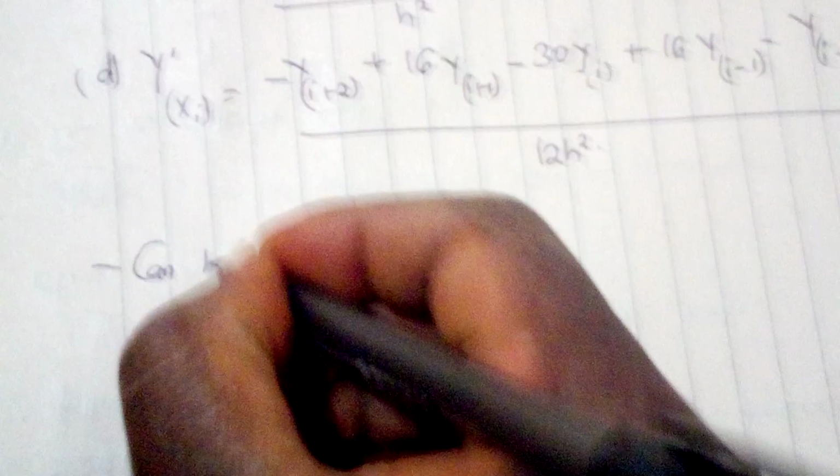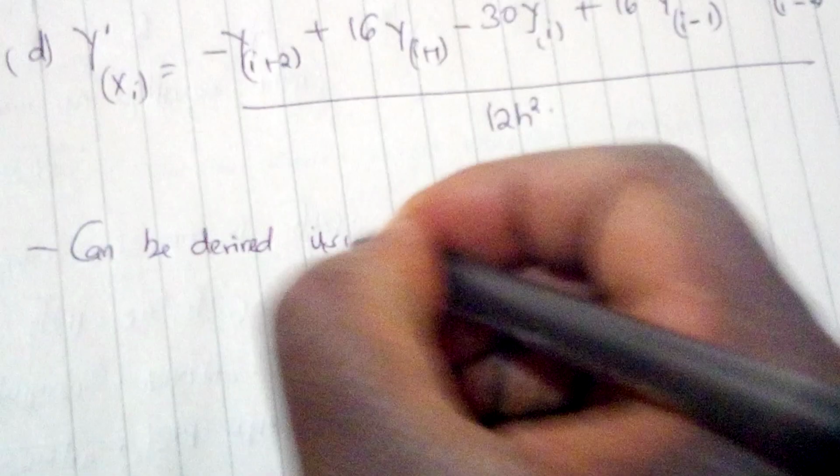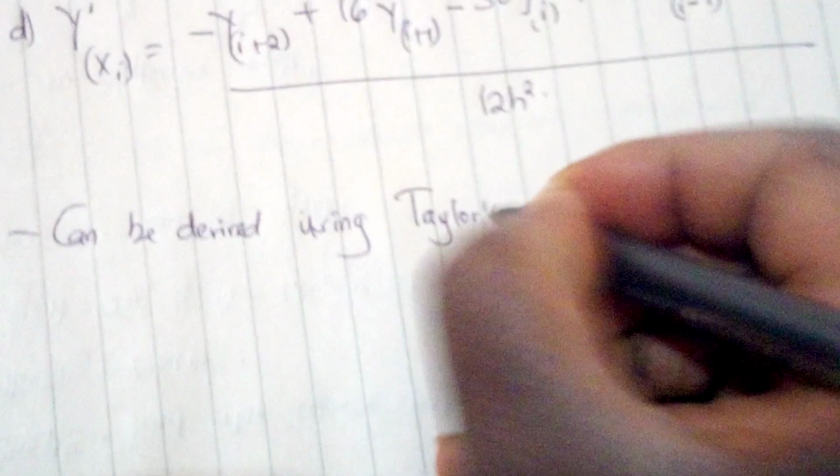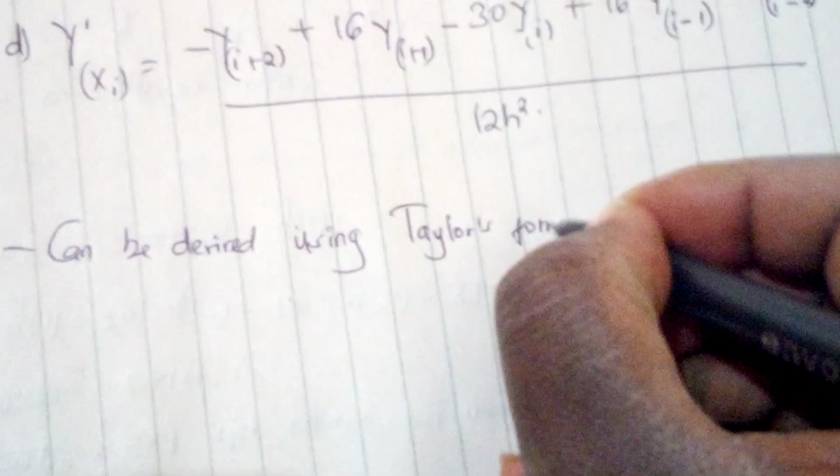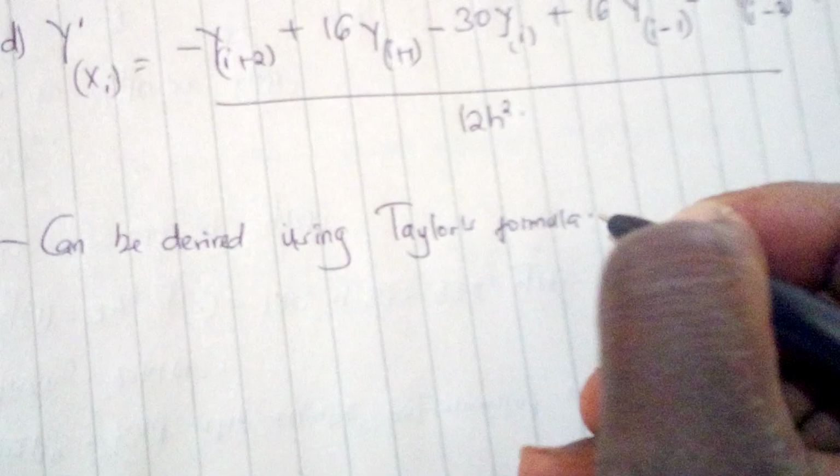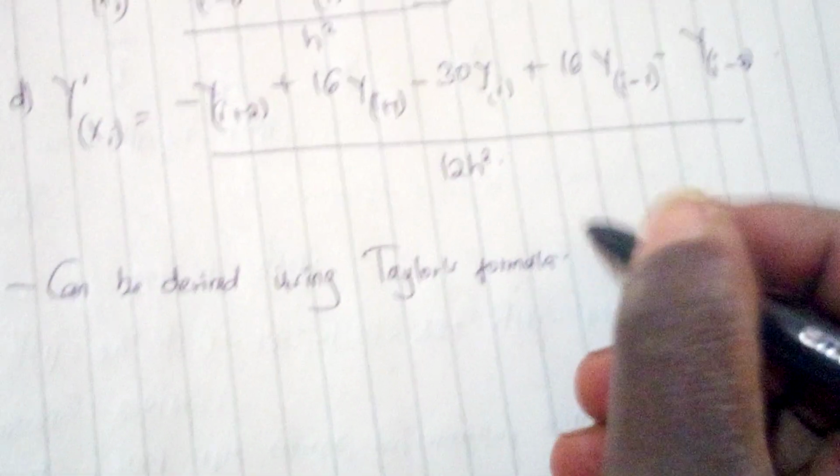All of these formulas, starting from the forward differences, backward differences, then the central differences, can be derived using Taylor's formula. In the next lesson, we learn how to use these formulas.